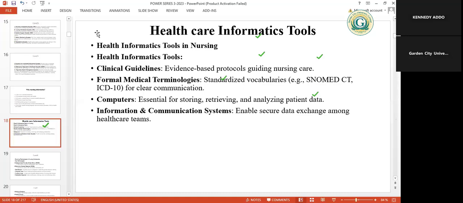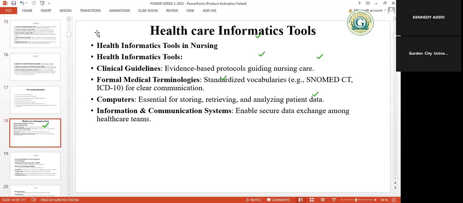When we go to taxonomies and the informatics system, we will deepen our understanding of medical terminologies. So we can have the International Classification of Diseases, just to make communication very easy among care providers. Then computers, of course, and then information and communication systems. Any form of technology that supports communication among nurses is also an integral part of informatics tools. For instance, mobile phones are ways in which we can communicate or exchange information. So these are the major tools that you can find in nursing informatics.